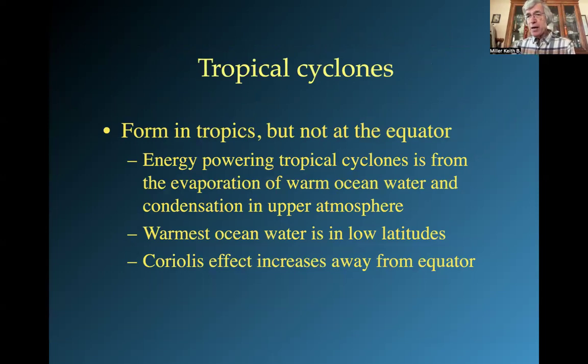A few things about the formation of tropical cyclones and hurricanes. They form in the tropics, but not at the equator. And that's because they need two things to fuel them. One is they need warm ocean water because they're evaporating that warm ocean water. That's where they get their energy. That's where all the energy comes from. It's from latent heat.